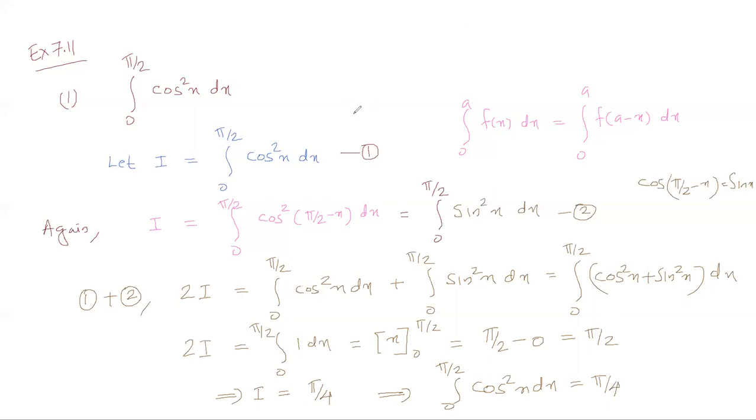You can also calculate in a different way: use the power reducing identity for cos square x to get a single power with degree 1, integrate it from 0 to pi by 2, and you will get the same answer. This is one of the very, very important properties. We use this property very often: integral 0 to a f of x dx is equal to integral 0 to a f of a minus x dx. Understand this much: you can substitute a minus x in place of x, then the value will not change. So that property is very, very important.